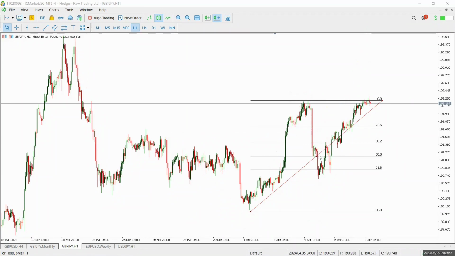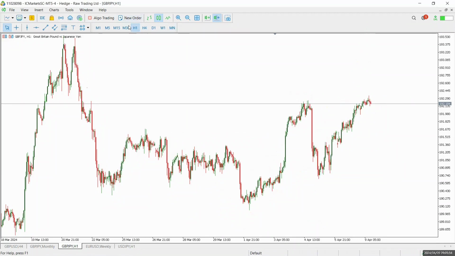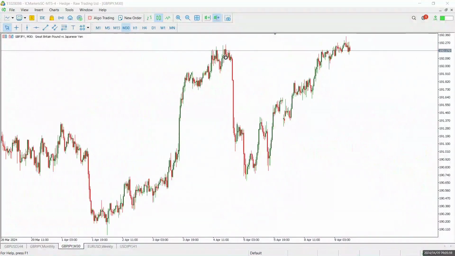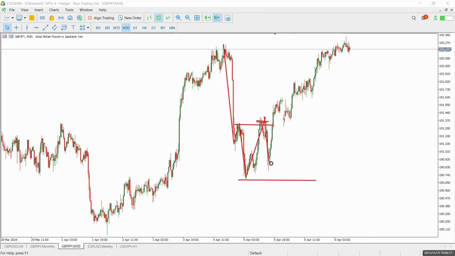Okay, so let's go to like the 30 minutes just to see the structure clearer. That's the structure that brought price to 61.8. Okay, so this is the structure right here. It's made push exhaustion at this point. This is where the break of structure happened. Then price made a push at this point, then clear break of structure happened. So this is a good entry for us, while our stop loss is price action driven at the low right here. Okay, so even when all this retracement happened, it's not going to affect our entry.